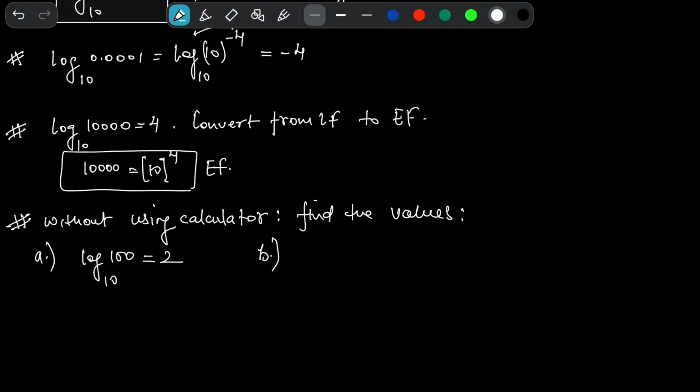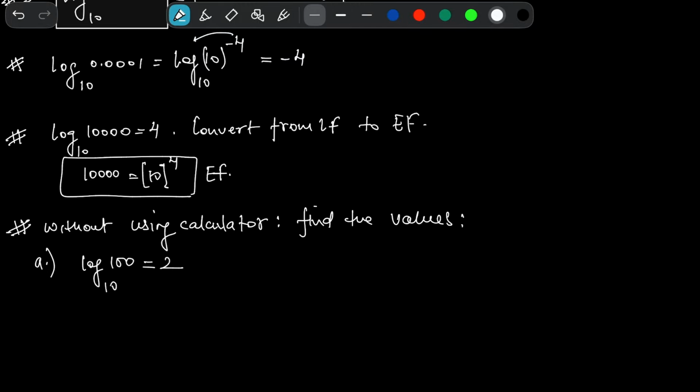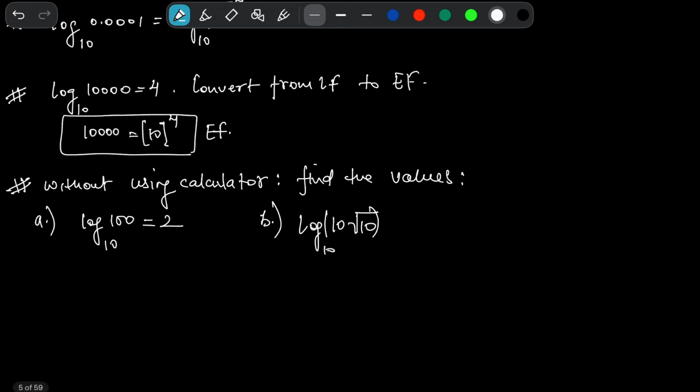Let's take the other part of it. Log of 0.000. So this was a very simple one. So let's take one more example to understand the things. 10 root 10 with base 10. First of all, I will try to convert this to 10 and a half, because 10 root 10 can be written as 10 to the power 1 plus 1 by 2.